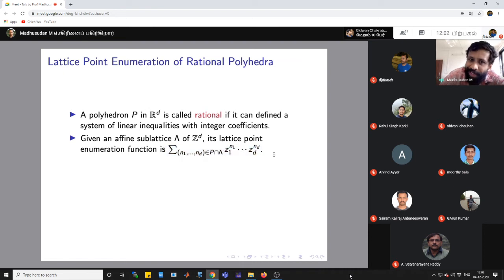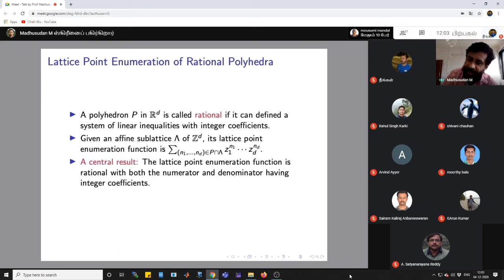So the point is that this affine sublattice is a discrete set. So you can intersect it with P and take a sum. And so here is the sum. I mean, it's a generating function. You simply sum over all points (n1, ..., nd) in P intersect Lambda of the monomial associated to (n1, ..., nd), which is z1^n1 ... zd^nd. And so this is what is called the lattice point enumerating function of, say, (P, Lambda).